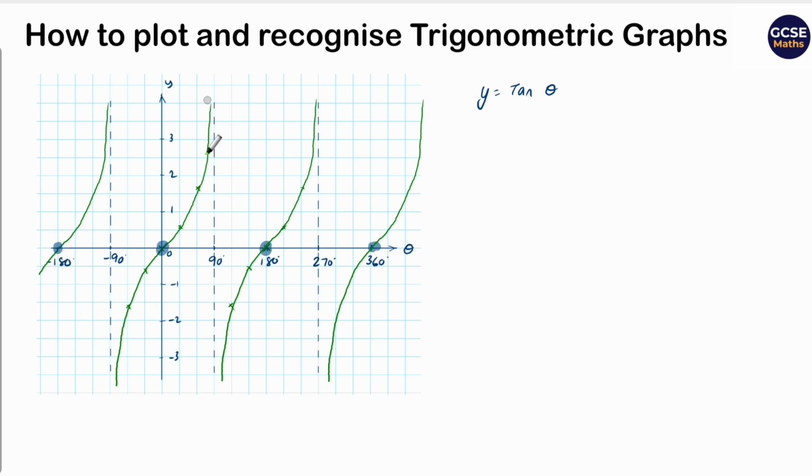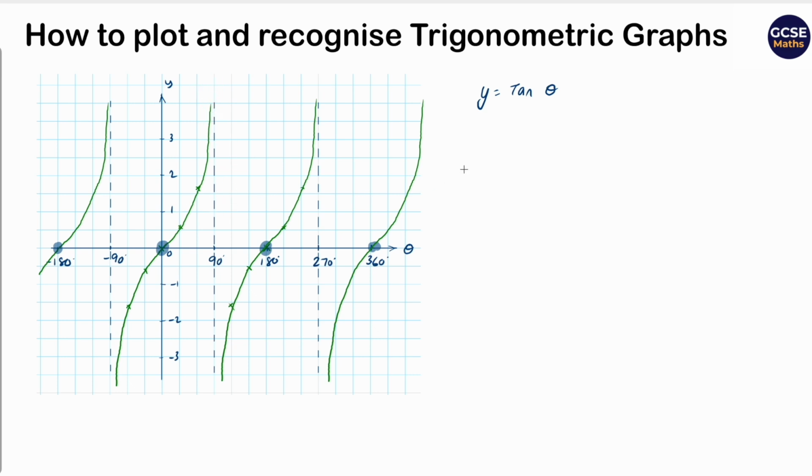So this line repeats every 180 degrees from the 0 point, and we have what are called asymptotes at minus 90, 90, 270, and going on every 180 degrees. So an asymptote is a straight line that a curve approaches but never quite reaches. So in this case, the y value of the curve tends toward infinity but doesn't quite reach that dashed line. In other words, the graph gets closer and closer to the line but never reaches it.